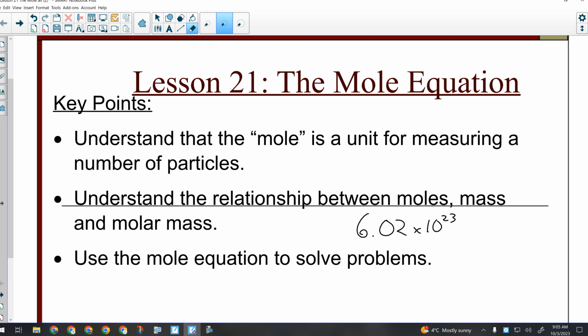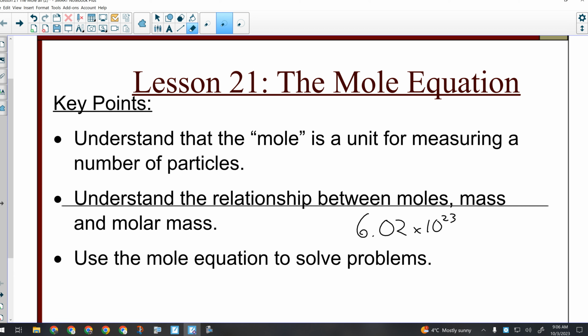That is where we get all these atomic masses from that are on our periodic table. Every one of these atomic masses is what we call the molar mass of that particular element. So if I had 6.02 times 10 to the 23 atoms of lithium, it would have a mass of 6.94 grams. If I had 6.02 times 10 to the 23 atoms of oxygen, it would have a mass of 16 grams. Okay? That's where those atomic or molar masses come from. And that is this idea of the mole.